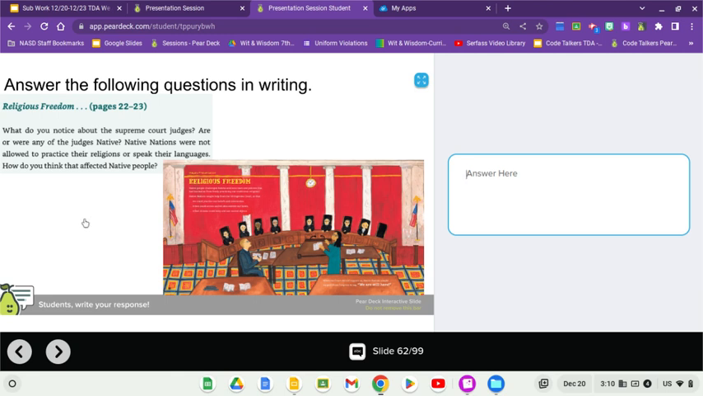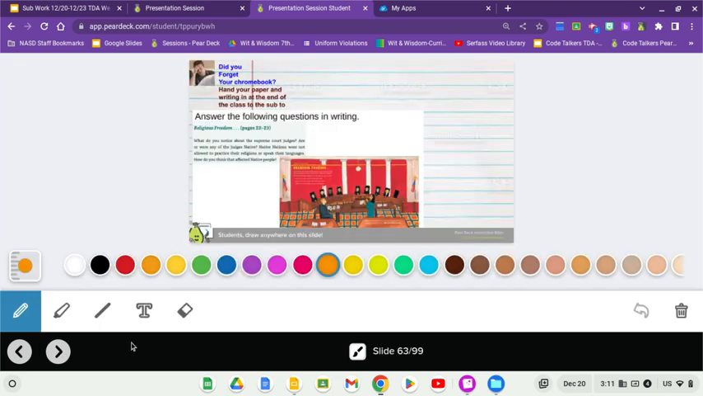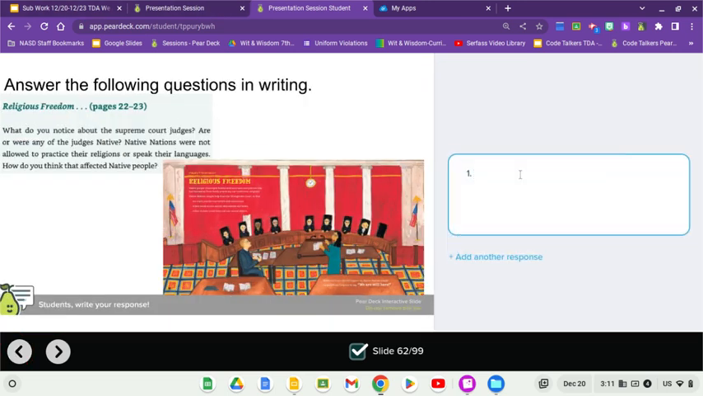On this particular slide, what do you notice about the Supreme Court judges? Right? So number 1, and as we go along here, remember that if you're on paper, you're certainly just put a number 1 right there, right? So number 1, what do you notice about the Supreme Court judges? I notice that the Supreme Court judges are... Second question, are or were any of the judges Native? So you'll be saying yes or no.